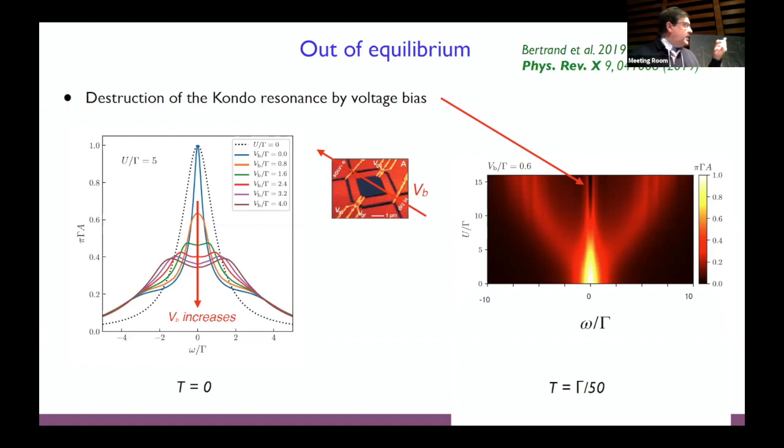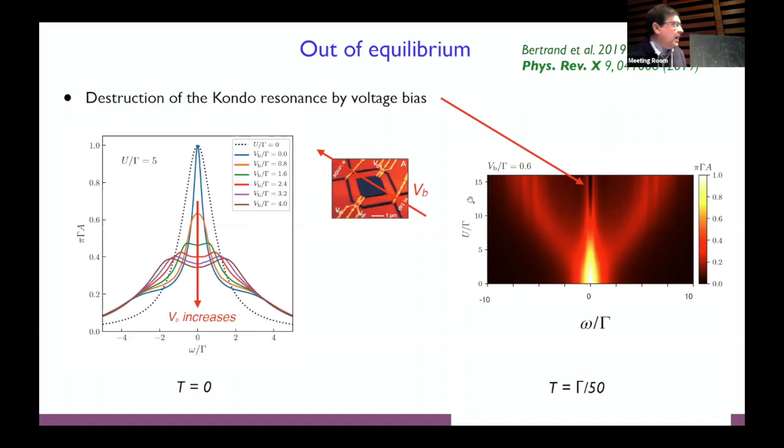And we see that here on the graph on the left. That's the Kondo resonance for different values of the bias voltage. Here is zero bias voltage. And then you increase the bias voltage and you see the progressive destruction of the Kondo resonance. We are at zero temperature here. The Kondo resonance is split into small peaks, if you can call them peaks, and then disappears.